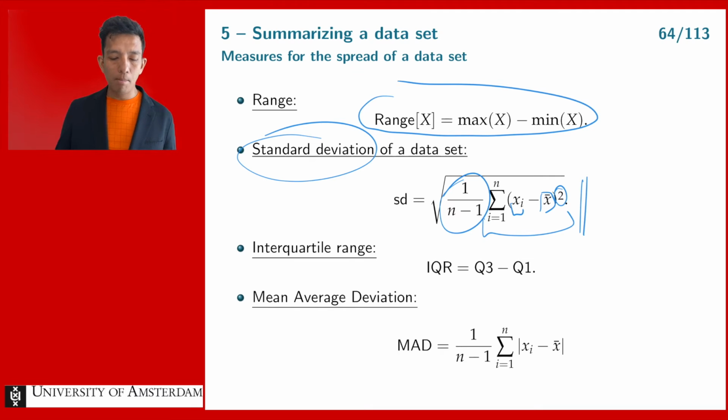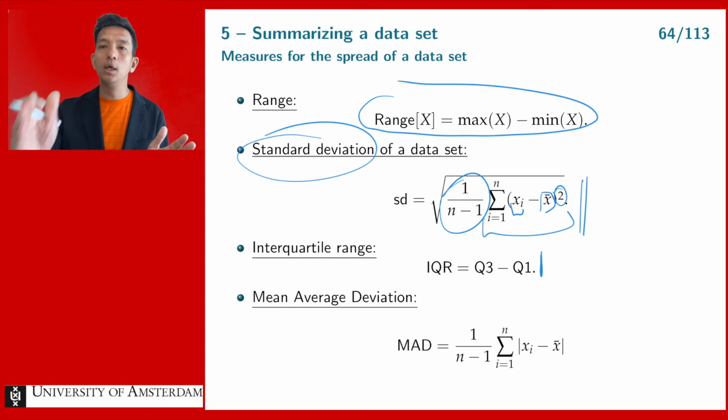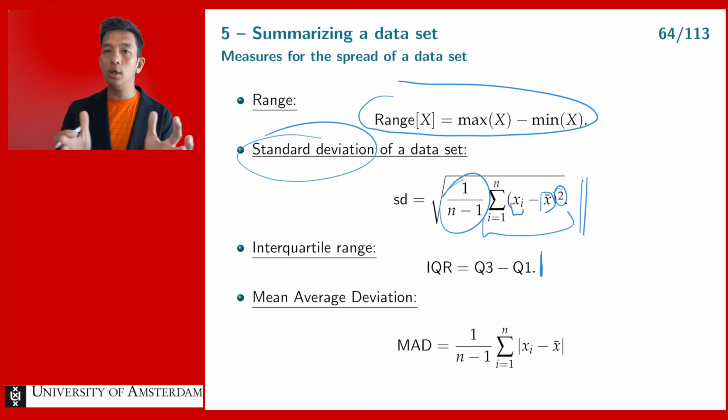Another way to measure the spread of the data is using the IQR, the interquartile range, and that's basically what I had on the previous slide. It's the Q3 minus Q1. In between, you have 50% of your data. So you say, well, how wide is the range that I need to get 50% of my data?